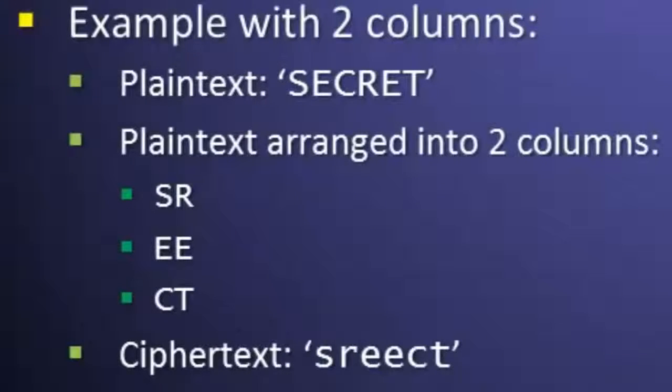The ciphertext would then be generated by reading the rows from left to right, top to bottom. In this example, the resulting ciphertext would thus be SREECT.